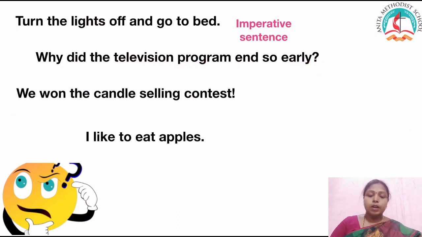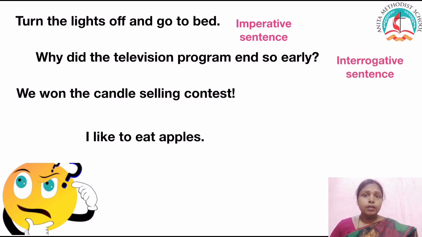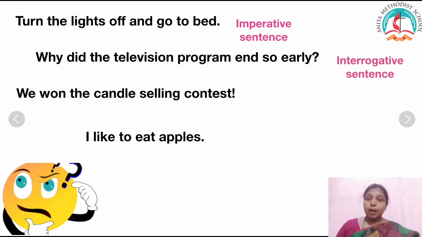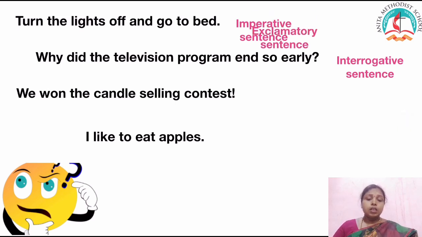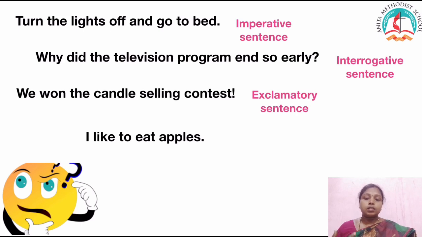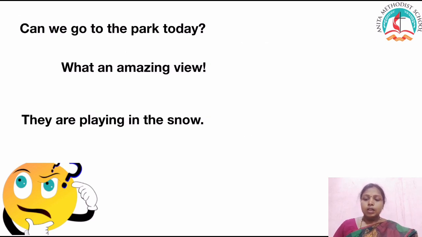Now look at the second one. Why did the television program end so early? Now here I am asking you a question. So it's called an interrogative sentence. The third one. We won the candle selling contest. See here I am showing my expression. I have won the contest. So this is called an exclamatory sentence. Now let's see the last one. I like to eat apples. So this sentence makes a statement. So what is it called? Declarative sentence. Very good, children.